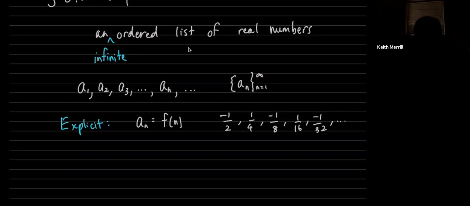Remember, I want some formula where if I plug in, say, 1, I get this term. If I plug in 2, I get this term. If I plug in 3, I get this term. 4, I get this term, etc. So what does that look like?